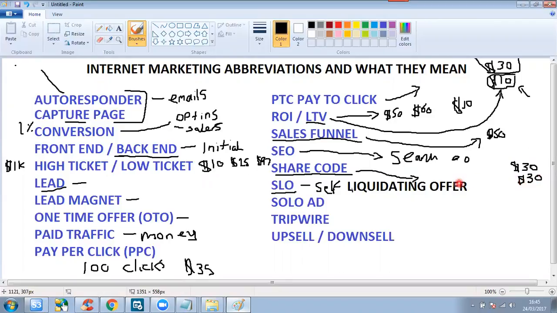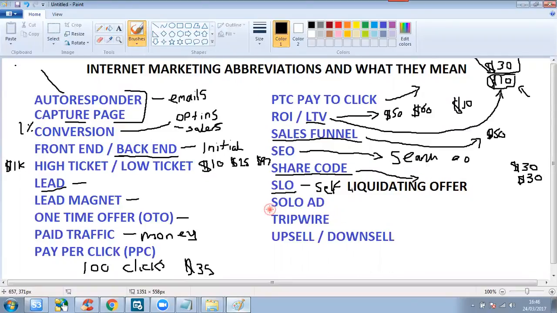And in fact, our whole Endless Wealth plan is a self-liquidating offer, which just snowballs itself, because we teach you how to get it so that it pays for the traffic, which gets you more sales, and that pays for more traffic, which gets you more sales and more sales, and so on. So that's what we teach you, and that's what a self-liquidating offer is.